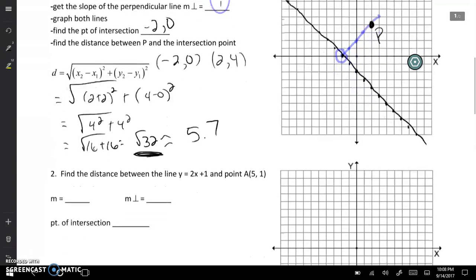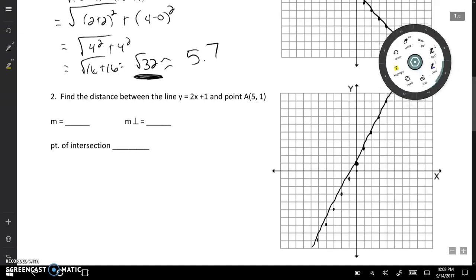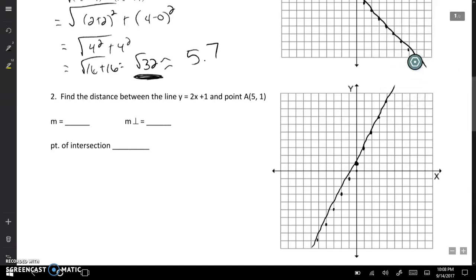All right, let's try another one together. We want to find the distance between the line y equals 2x plus 1 and the point 5 comma 1. So for 2x plus 1, we start at plus 1, and we go up 2 over 1, up 2 over 1, up 2 over 1, and then down and back the other way. So here's the line. Then we're going to plot the point 5 comma 1: 1, 2, 3, 4, 5 comma 1.